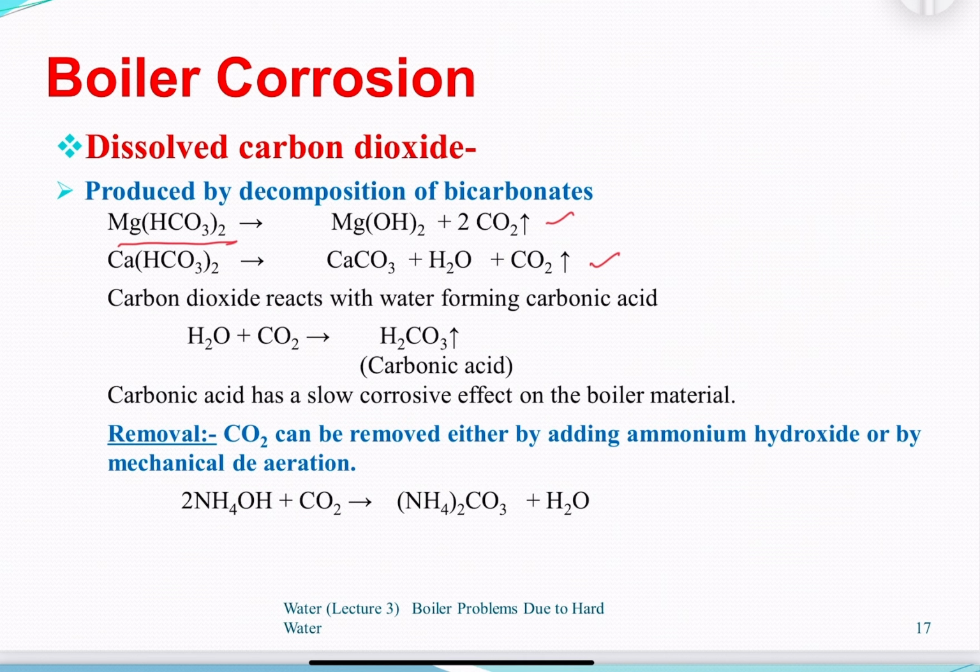For that, since this is a weak acid, we add a weak base, that is ammonium hydroxide. So it will react with carbon dioxide and you get ammonium carbonate, and this is neutral. So this will remove the carbon dioxide and boiler corrosion will be prevented.